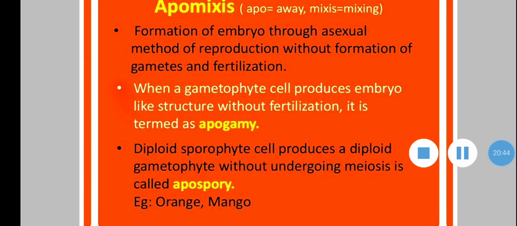When a gametophyte cell produces an embryo-like structure without fertilization, it is termed apogamy. A diploid sporophyte cell producing a diploid gametophyte without undergoing meiosis is called apospory. For example, orange, mango, etc.